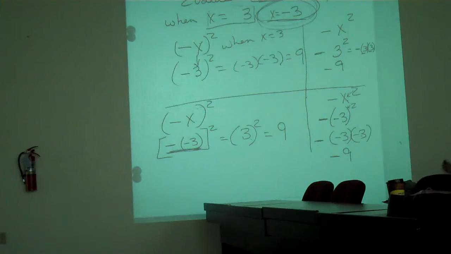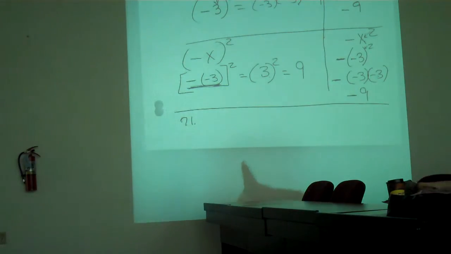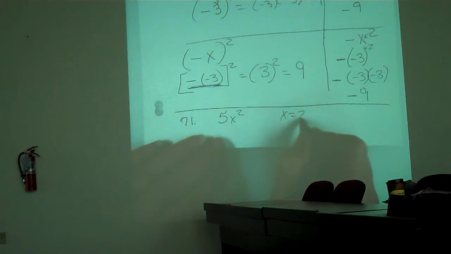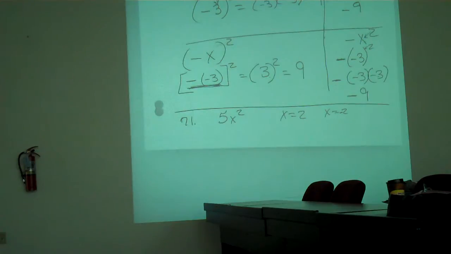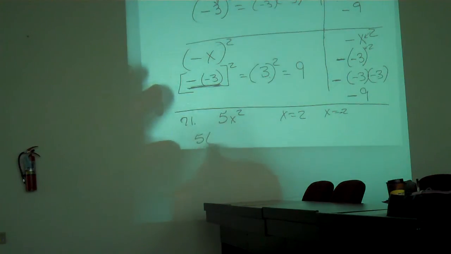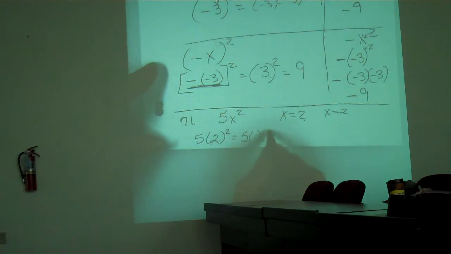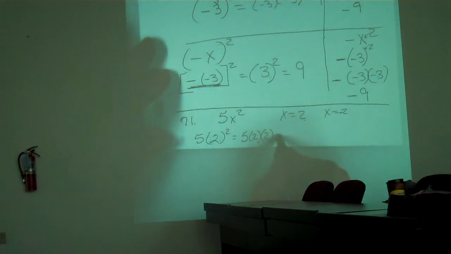Okay, let's do one. You have to do number 72. We'll do number 71. It's going to be like 72. Evaluate 5x squared when x is 2 and when x is -2. So you have 2 different answers. Okay, the first one, we'll do the +2. That means it's only squaring the 2 and not the 5 in front. So you still have the 5 and the 2 is being squared. So you have 5 times 2 is 10 times 2 is 20.